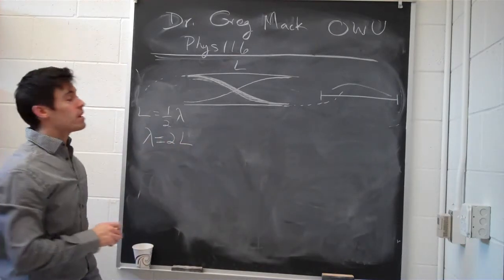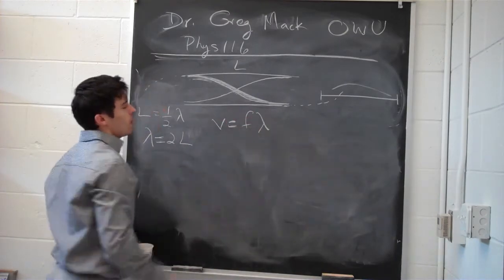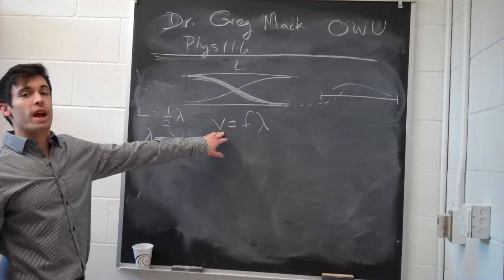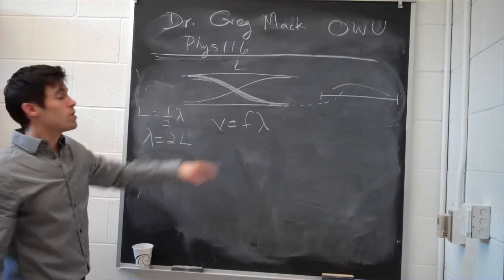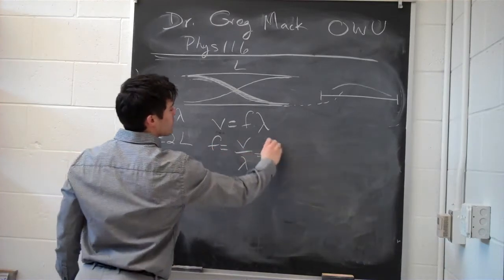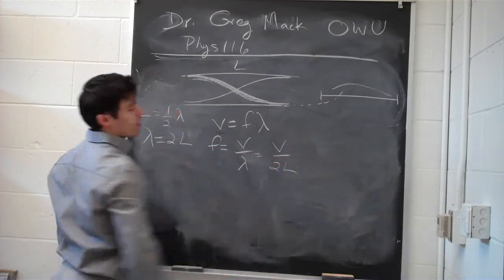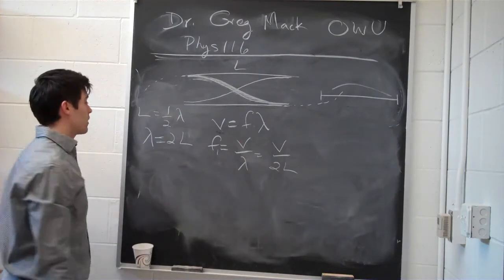Okay. But now we have to look at the fact that V is equal to F lambda again, and now V is just going to be the speed of sound in air, because all we're doing is propagating that wave through the air. So F is equal to V over lambda, which in this case is equal to V over 2L. Okay, so that's going to be our first harmonic that we're going to be talking about here.